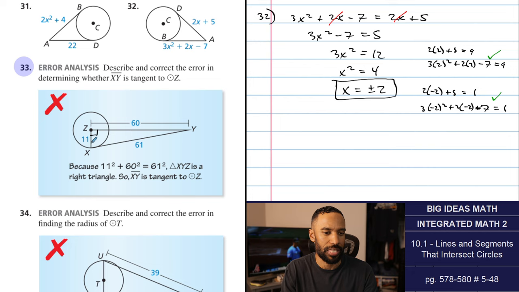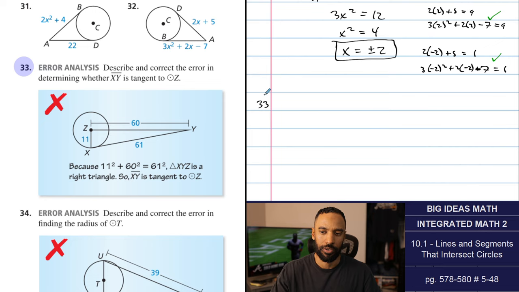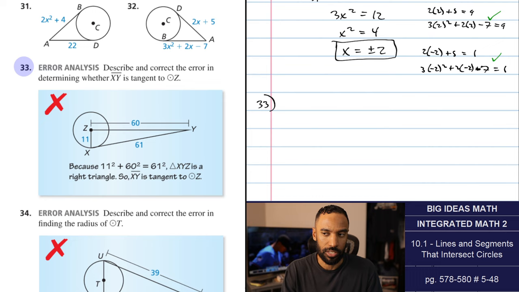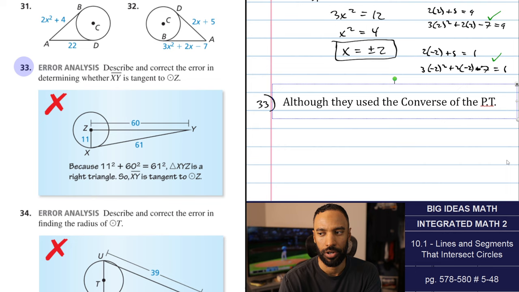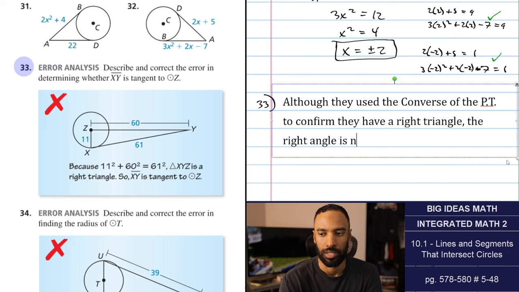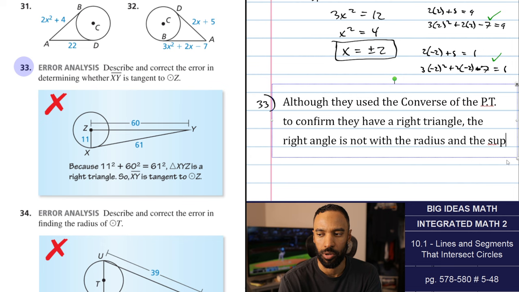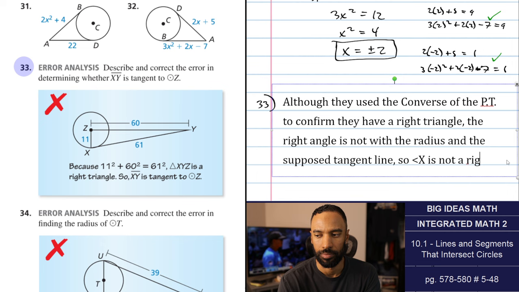So their problem isn't maybe the numbers, but just the fact that they have the right angle expressed in the wrong place for this thing here. So that angle X is not necessarily a right angle, whereas only angle Z is the right angle. Although they use the converse of the Pythagorean theorem to confirm they have a right triangle. The right angle is not with the radius and the tangent and the supposed tangent line. So angle X is not a right angle, and XY is not tangent to Z.